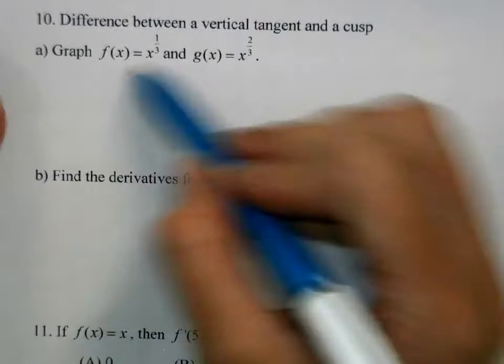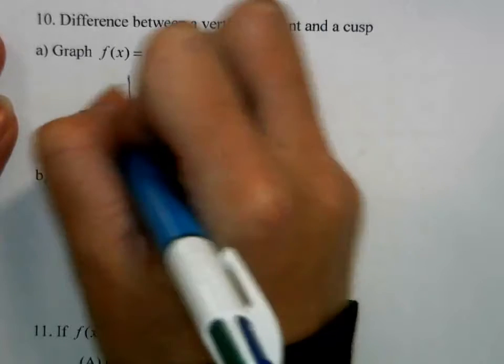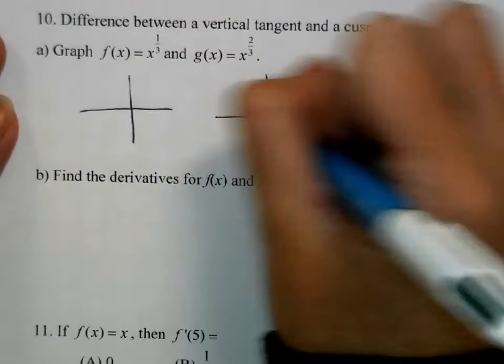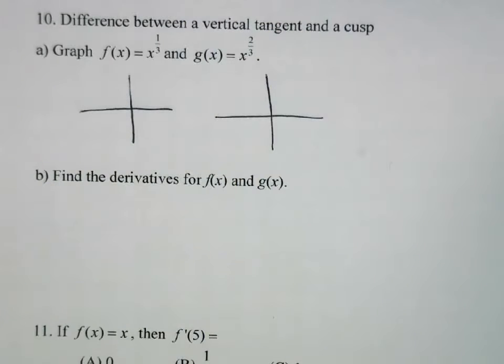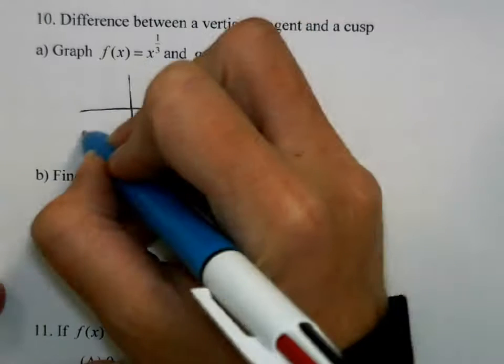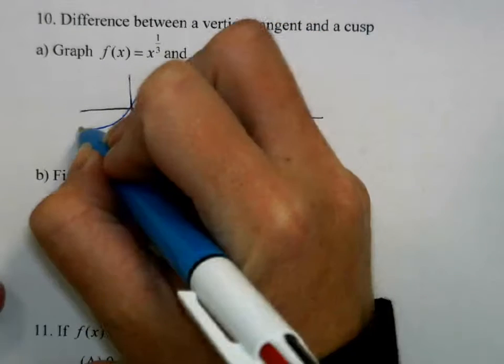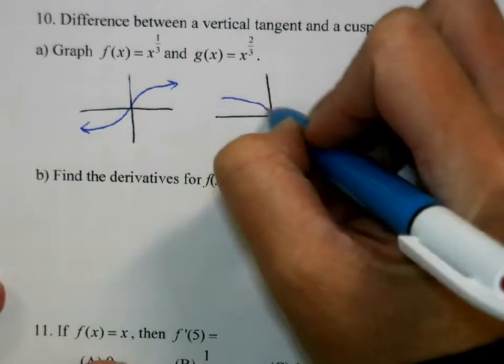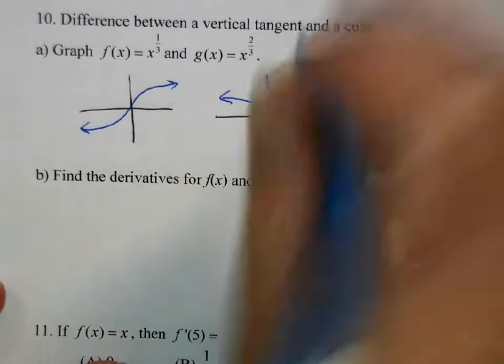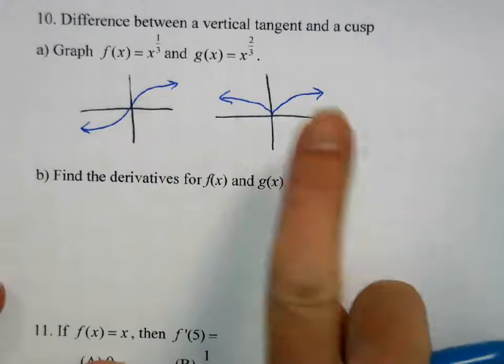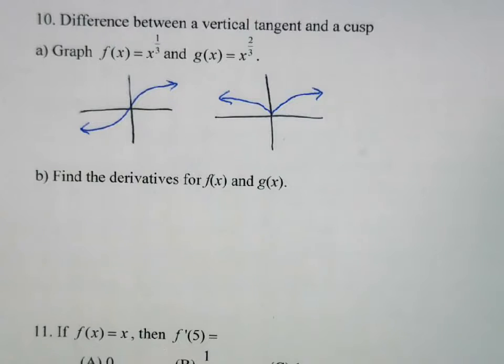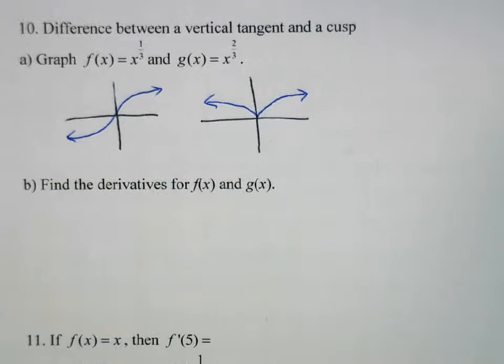Okay, x to the 1/3 is going to look something like this. X to the 2/3 is going to look something like this. So this one has a vertical tangent here. This one has a cusp here, which we have said means we don't have a derivative. So how does that look in the equation? Okay, so these are both powers.